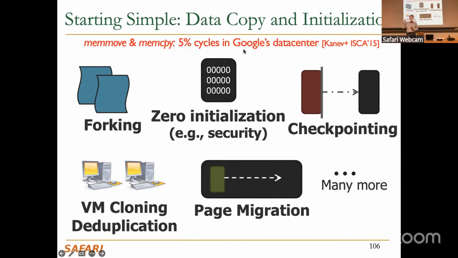Google, in their study that I mentioned at the beginning of this lecture, analyzed their workloads, and they found out that only 2 function calls, memmove and memcopy, occupy 5% of the execution cycles in their entire data center workload suite. That's a huge number for 2 function calls, right? Imagine people are writing millions of function calls. Only 2 of them are responsible for 5%.